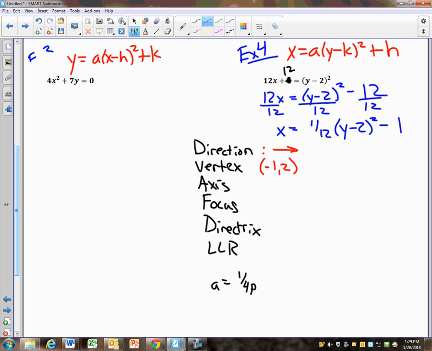This is the first time it's come up. I just want to make sure you see it. The vertical shift is attached to the y. You see it right here. The horizontal shift, as it's solved for x, is on the outside. That's why your vertex is -1, +2. Good?